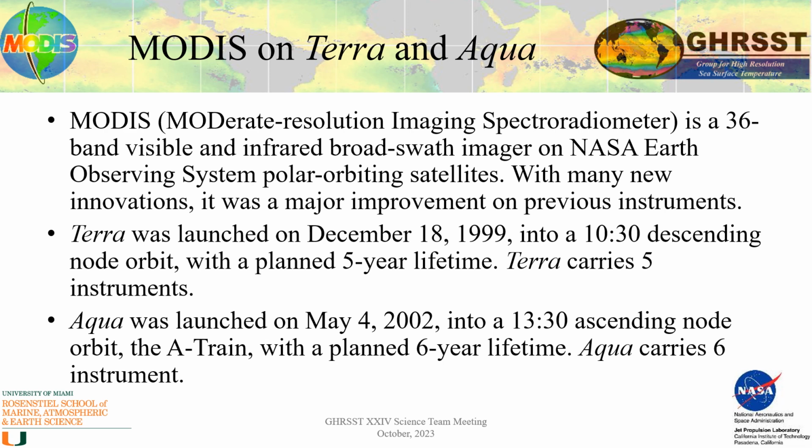As we know, MODIS is a 36-channel visible and infrared imaging radiometer that flies on the NASA satellites Terra and Aqua of the Earth Observing System. Both have now been in orbit for over 20 years and produced data for nearly all of that time. And they were, of course, planned for much shorter lifetimes.